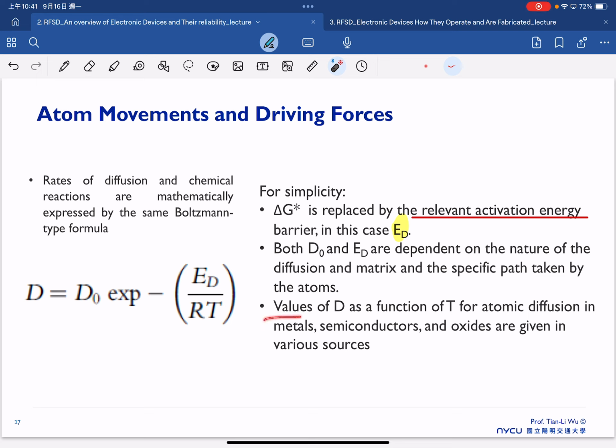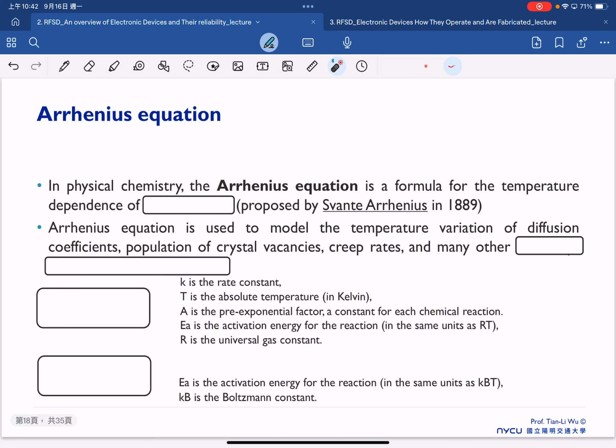And the value D is a function of T for atomic diffusion in metals, semiconductors, and oxides as well. So that's a typical Boltzmann type of equation to describe the diffusion phenomena. But in the end, that leads to the final equation that we will actually often use, which is what we call the Arrhenius equation. In physical chemistry, the Arrhenius equation is a formula for the temperature dependency of a reaction rate.